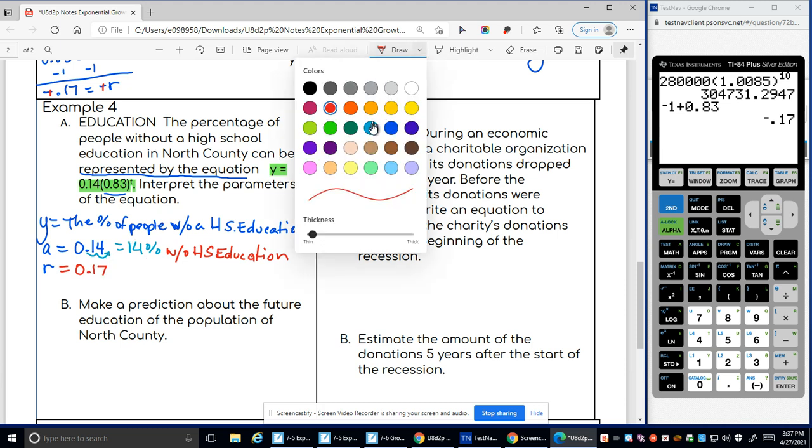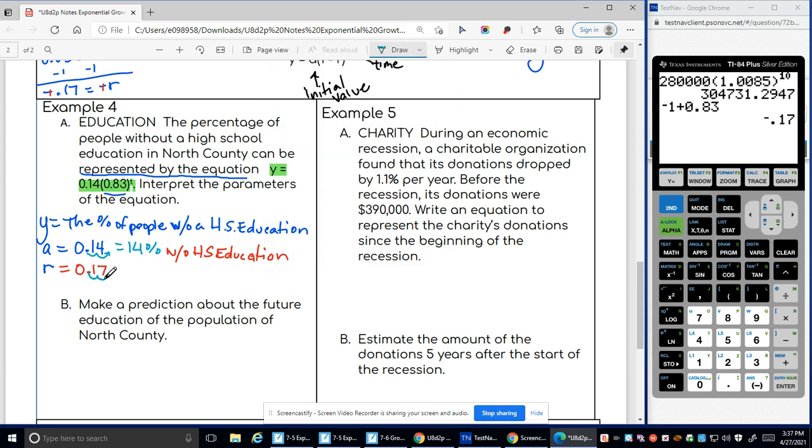So if we move that 2 times to the right, we can get the percentage. And we're looking at 17%. We have a rate of 17% decay. Okay? Very important that we make a note that it is a 17% drop. Decay are all common words. In the percentage of people without high school education.